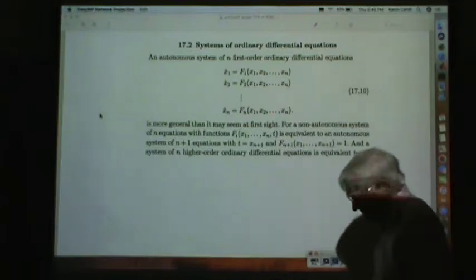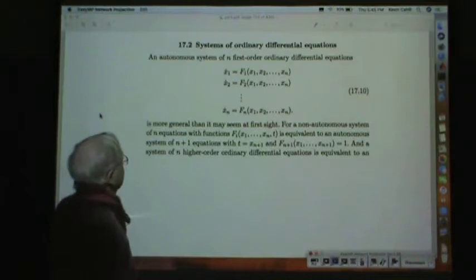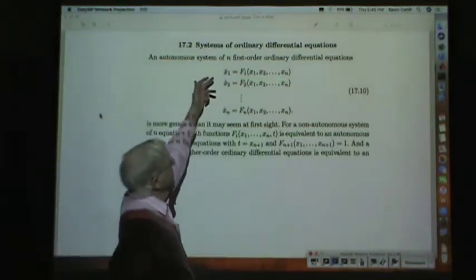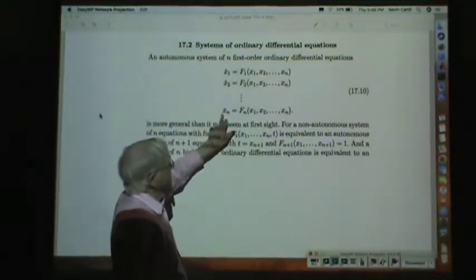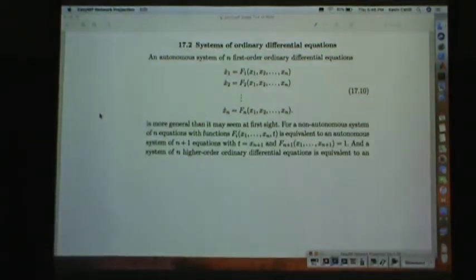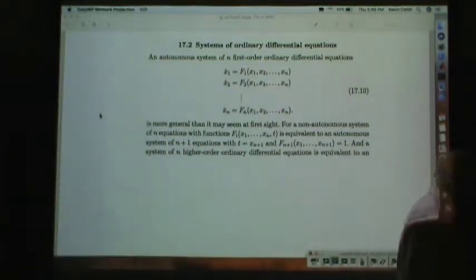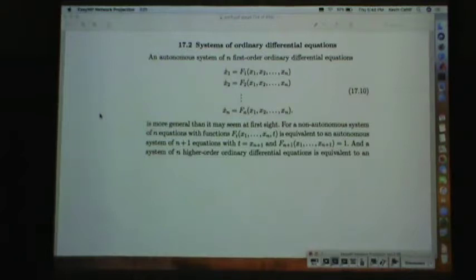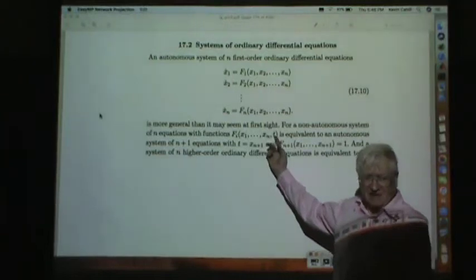General systems, well, let me just say an autonomous system of n first-order ordinary differential equations looks like this. And it has a very nice form. x1 dot is f1 of all the x's, down to xn dot is fn of all the x's. And at first you might say, well, this is very, very special. But in fact, it's much more general than it looks.